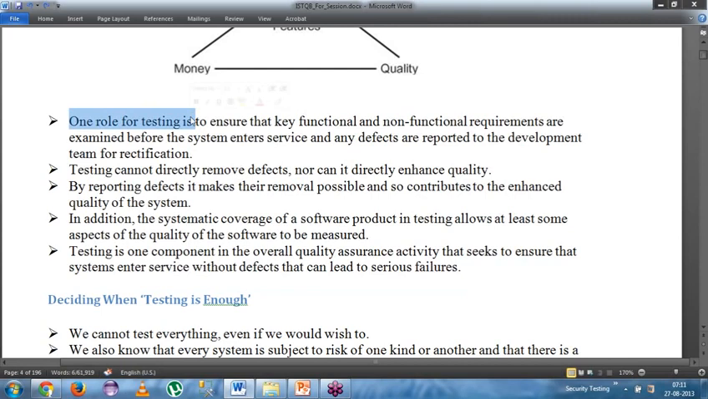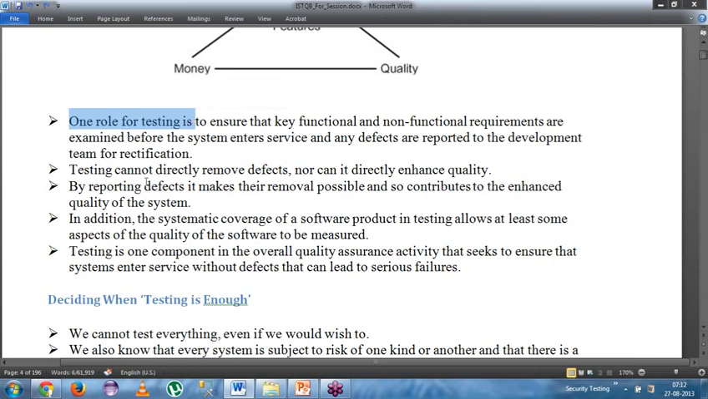It is to ensure that your product is defect free. It's to ensure that your functional and non-functional requirements are examined before you deliver it to the end users, or before you ship the product. Any defect that you find during this life cycle, you report it, and the defect will go through the defect life cycle, which we'll talk about in the upcoming sessions.